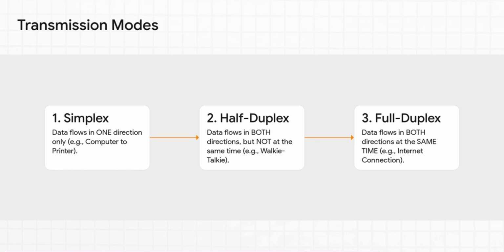First, you've got simplex. That's a one-way street. Think of your computer sending a document to your printer. The data only goes in one direction. Then there's half duplex, which is like a walkie-talkie. You can talk and you can listen, but you can't do both at the same time. And finally, there's full duplex. That's your standard phone call, where both people can talk and listen simultaneously. And yeah, most of our internet connections today are full duplex.